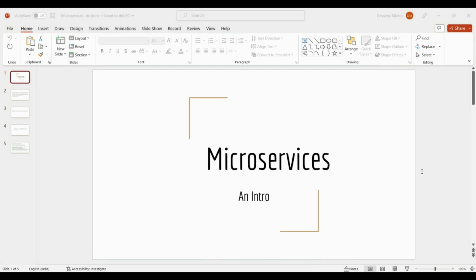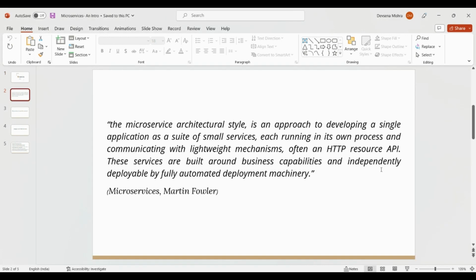Let's talk about microservices, one of the most popular and talked about architectural styles of our time, which offers a template for developing software applications as suites of independently deployable small services, each running in its own process and communicating with each other via network through simple interfaces and lightweight mechanisms like HTTP or REST API.